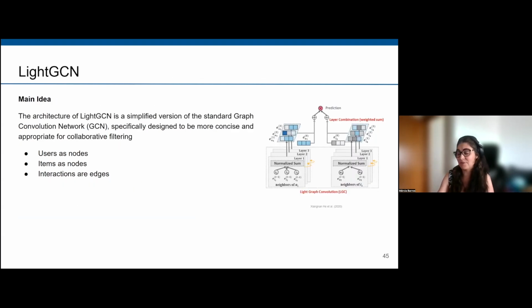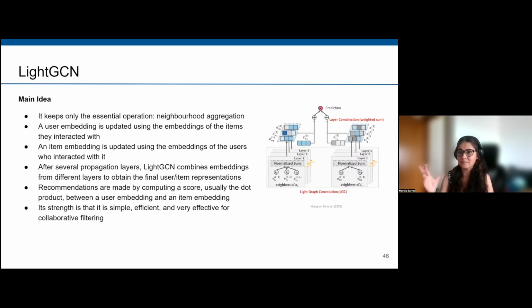So, and of course, with much better results. But like GCN, the main idea keeps the essential operation, neighborhood aggregation. A user embedding is updated using the embeddings of the items. The item embeddings are updated using the embeddings of the users they interacted with. After several propagation layers, as we can see here, LightGCN combines the embeddings from different layers to obtain the final user item representation. And usually the recommendation is done by a dot product.